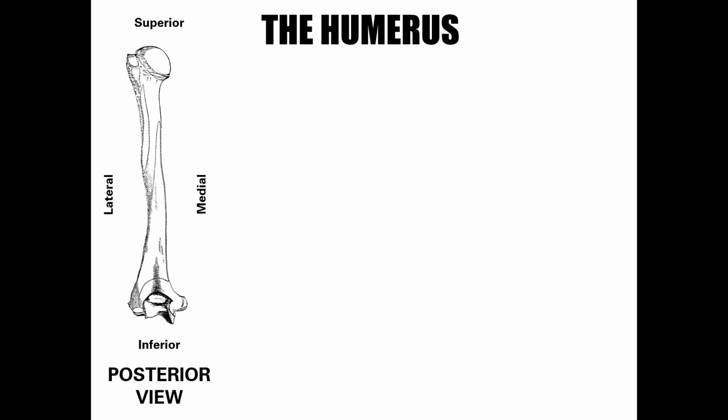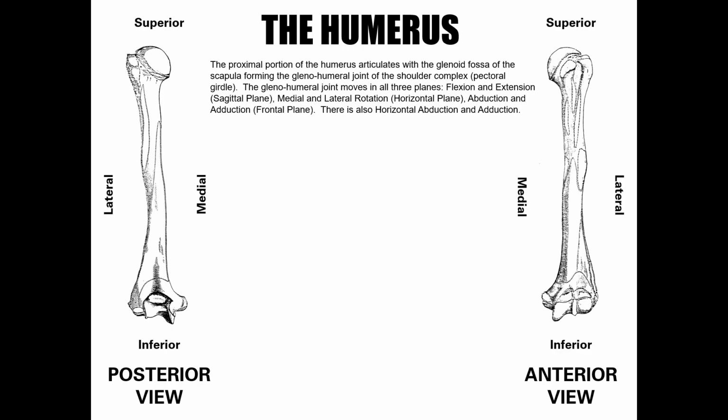Let's look at the humerus, and we're going to look at both the proximal and the distal humerus, although for the pectoral girdle, we're focused mainly on the proximal humerus. So we have a posterior view and an anterior view. You see medial and lateral on either side.